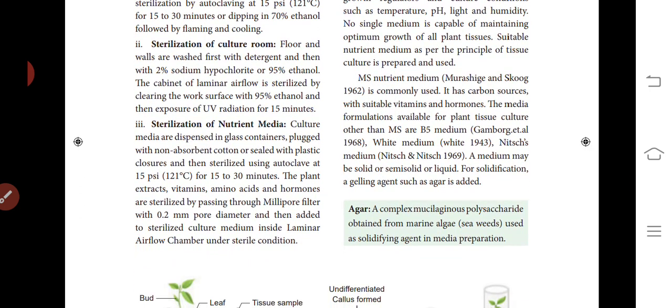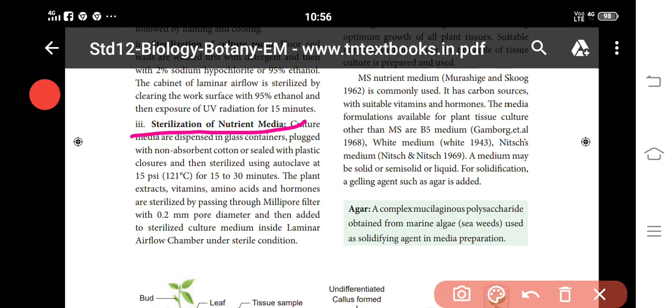Next, sterilization of nutrient media. The cultures are dispensed in glass containers plugged with non-absorbent cotton or sealed with plastic closures, and sterilized using an autoclave at 15 psi for 15 to 30 minutes. The plant extracts, vitamins, amino acids and hormones are sterilized by passing through a millipore filter with 0.2 μm pore diameter, then added to the sterilized culture medium inside the laminar airflow chamber under sterile conditions.